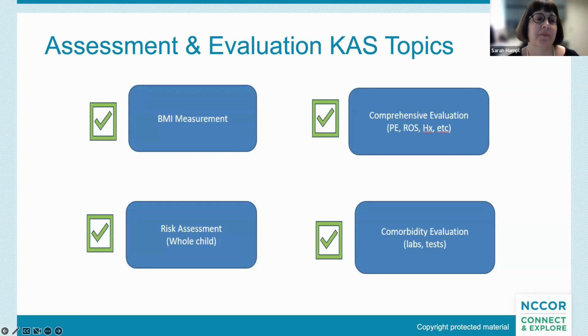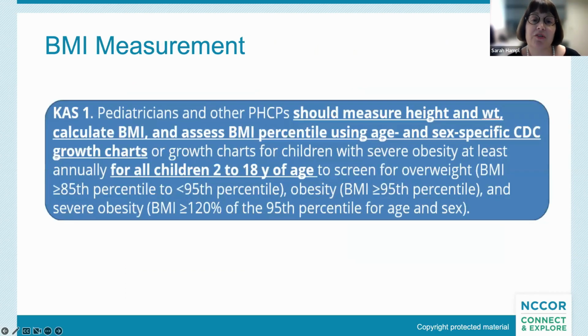Next slide, please. And so the first KAS, or key action statement, has to do with measurement of BMI, that pediatricians and other pediatric healthcare professionals should measure height and weight, calculate BMI, and assess BMI percentile using age- and sex-specific CDC growth charts, or growth charts for children with severe obesity, at least annually for all children 2 to 18. The purpose is to screen for overweight, obesity, and severe obesity. Next slide.